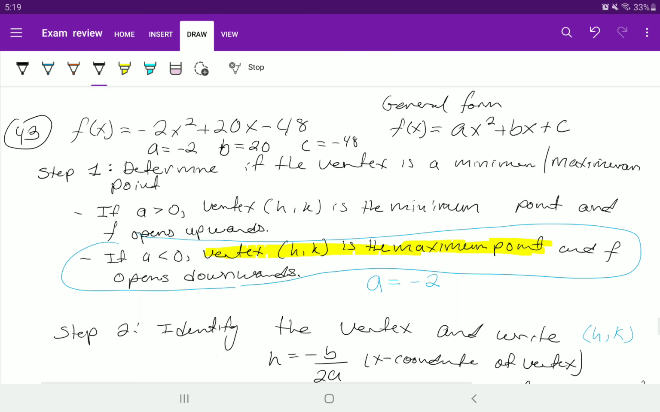It wants us to determine if the function will have a maximum value or a minimum value. To find that, we must look at the a value of our quadratic function in its general form, or even in its standard form. In this case, because a is negative 2, the vertex is the maximum point. Because the vertex is the maximum point, the function will have a maximum value. So, maximum value.